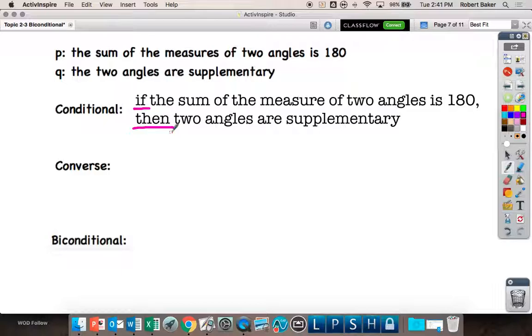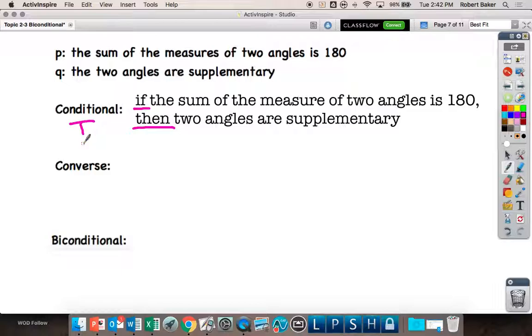Now, an additional layer to the learning, is this true? Yes. If two angles make 180, are they supplementary? True. So, achievement unlocked. Because the first statement is true, you have the ability to write the second statement. We have to converse that. We have to switch the hypothesis and conclusion.